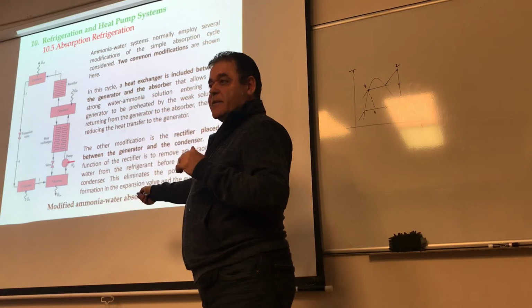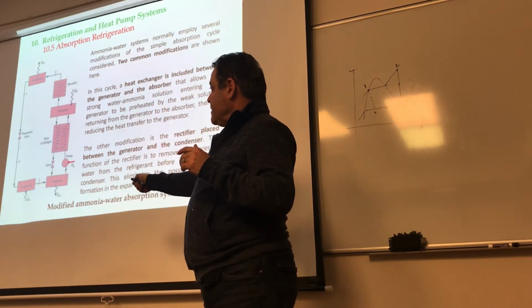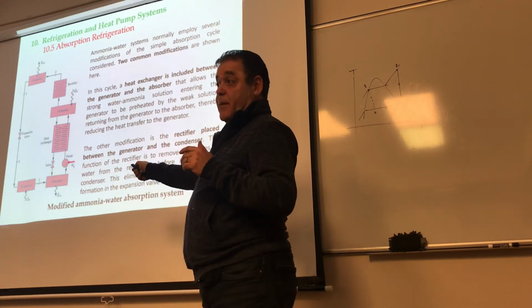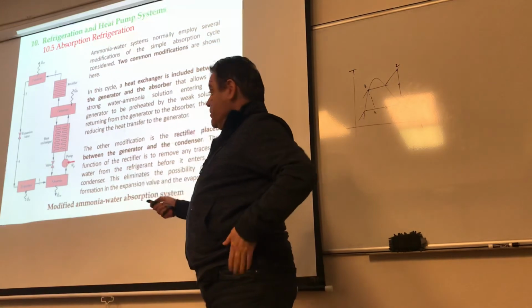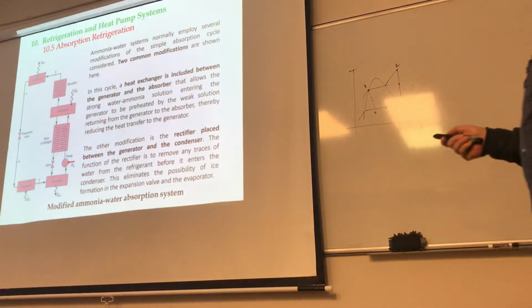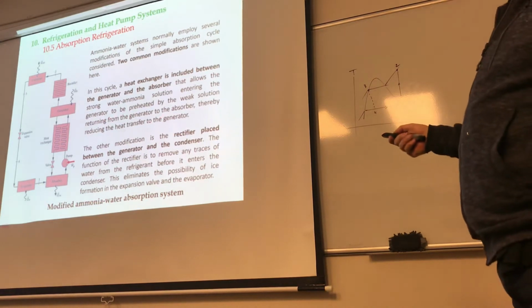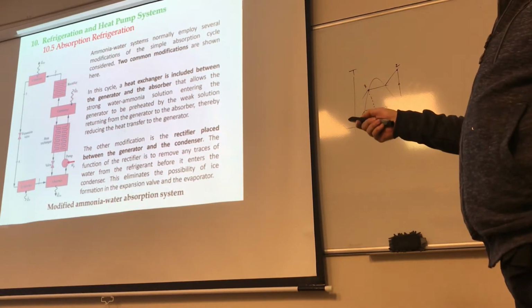So why not pass it through something? Now I'm heating up this guy because eventually I need to heat it up anyways, right? So why not use some of it to do that? So that's the first modification right there, thereby reducing the heat transfer to the generator. The only goal of this is to actually reduce this guy.